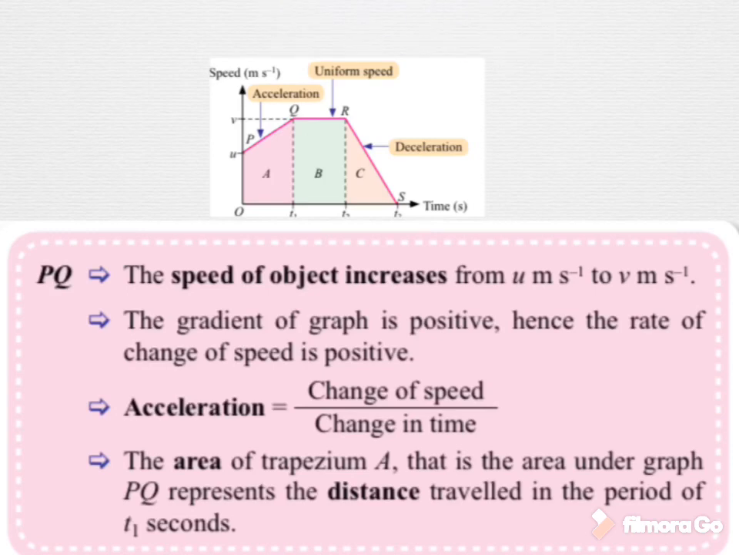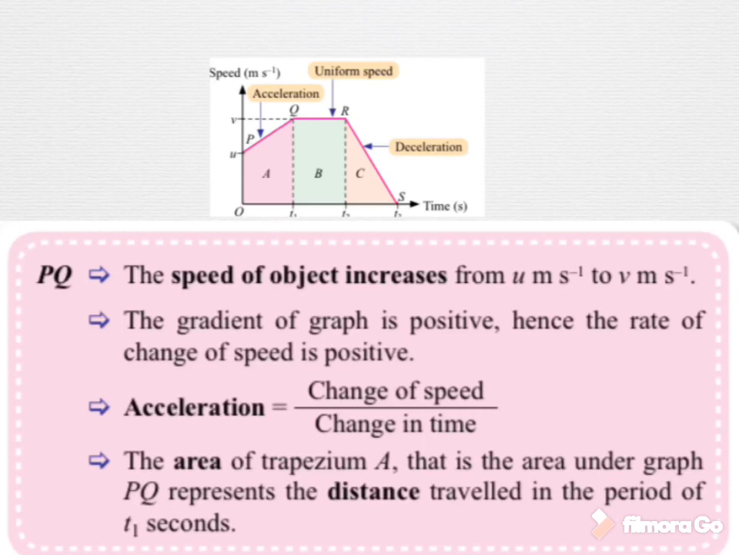Speed increases. Now we focus on the pink color region for line PQ. The speed of the object increases from u meter per second to v meter per second. For example, u is 5 and then v is 10 meter per second. So the gradient of the graph is positive, hence the rate of change of speed is positive. So acceleration is equal to change of speed over change of time.